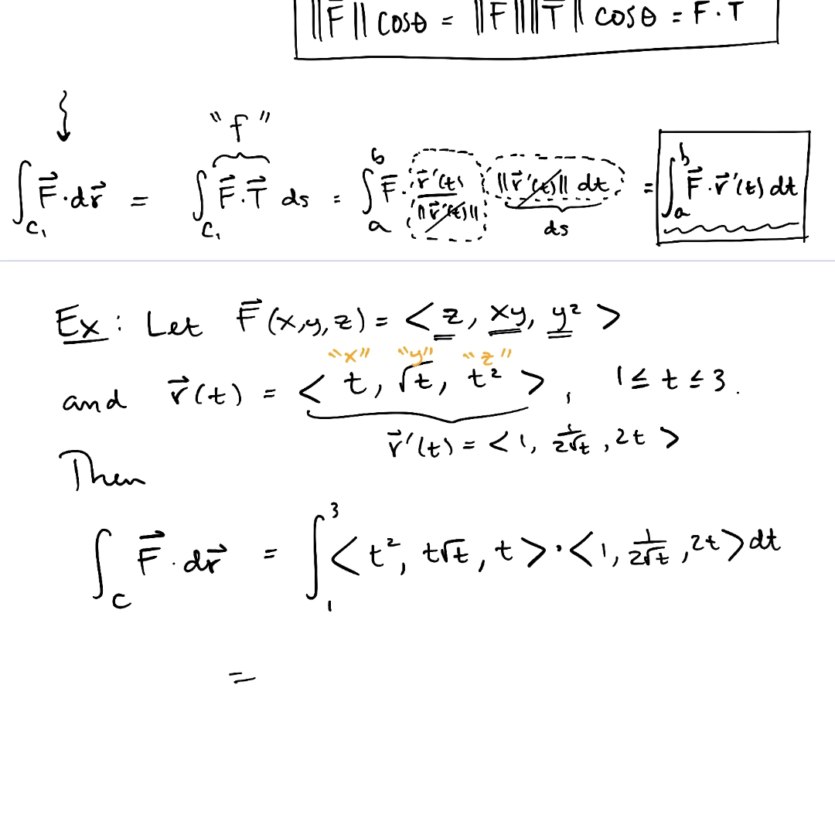Okay, we're good with dot products. Let's just do it out. So that's t times 1 plus t root t times 1 over 2 root t. Root t's cancel, so plus t over 2, plus t times 2t, all done dt. And now it's just a normal integral from there. Depending on the parametrization of the curve and the vector field, you could end up with something gnarly to integrate with t's in it, or you could end up with something straightforward like we did here.